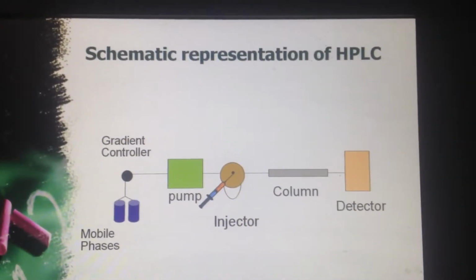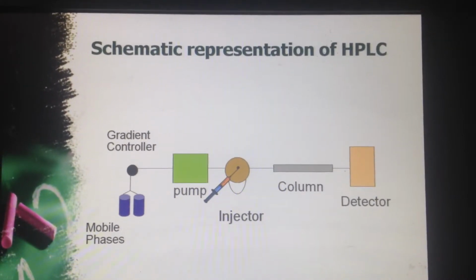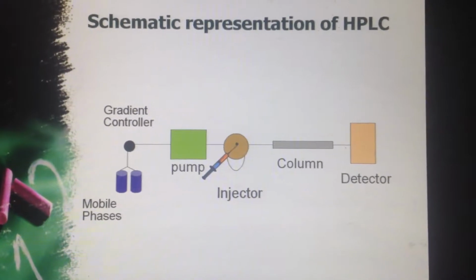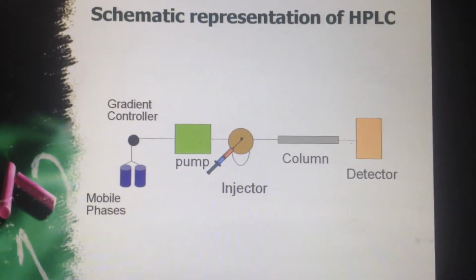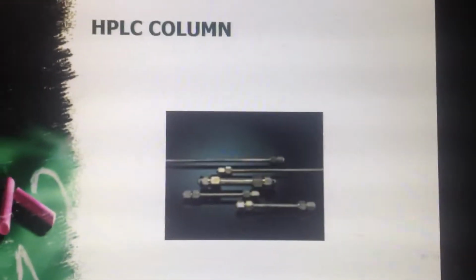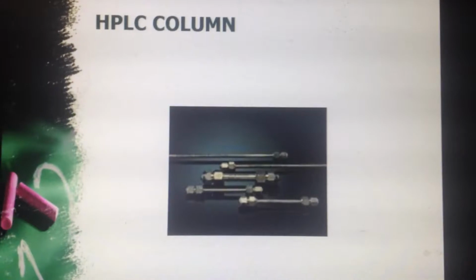Now this is the schematic representation of HPLC, which consisting of mobile phase, gradient controller, pump, injector, column and detector. Now this is the HPLC column. Basic how it looks like. All of us know, but this is basically how HPLC column looks like.